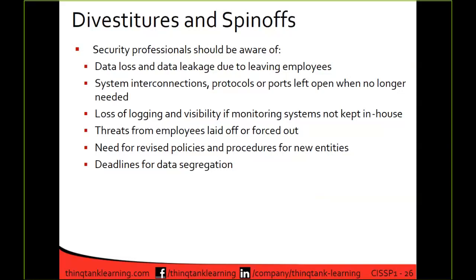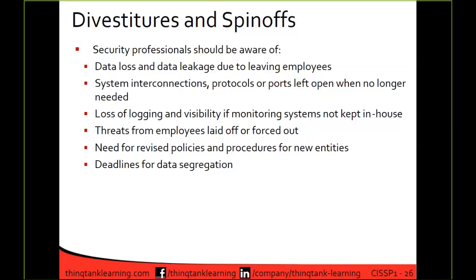Because typically the employee that gets fired, gets laid off unexpectedly, they might have different feelings about protecting your intellectual property, right? Systems, interconnections, protocols, and ports left open when no longer needed. I see this all the time. In fact, we just did an assessment for one of our clients, and they had 20 or 30 open ports on the firewall. We identified that those ports were there for relationships that they had with organizations 10 years ago. And the relationships go away, but nobody has a procedure for offboarding those relationships. And so this is something that you see quite a bit, right?